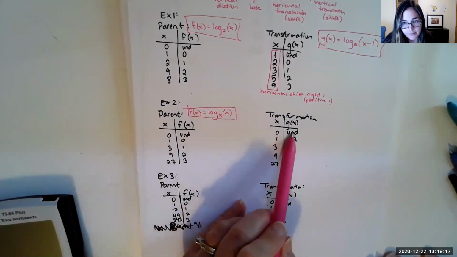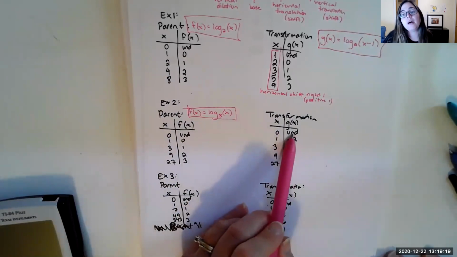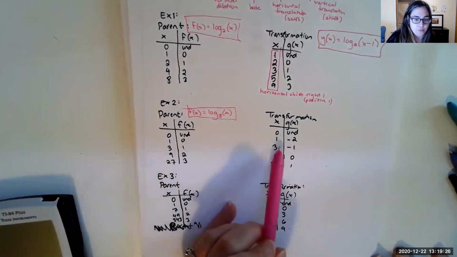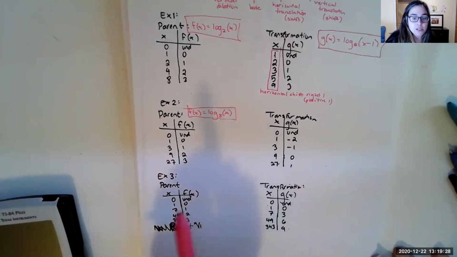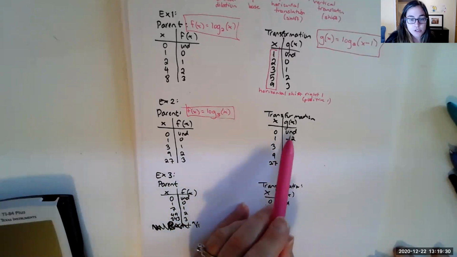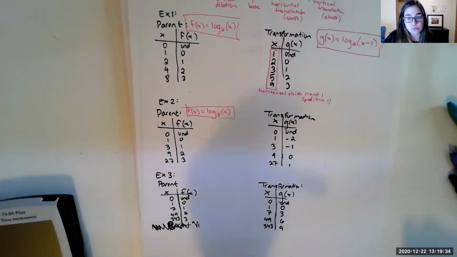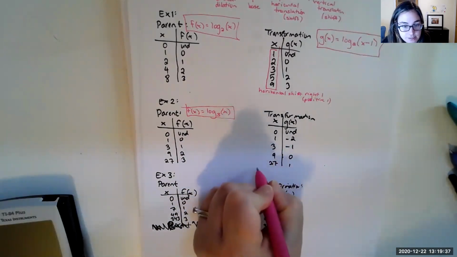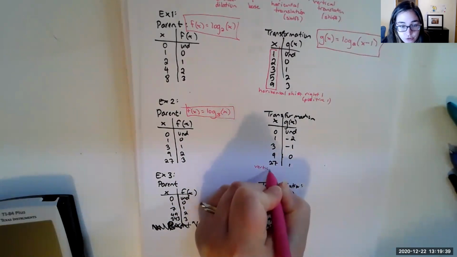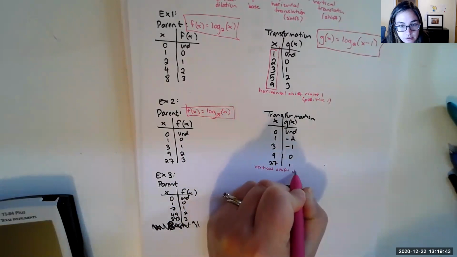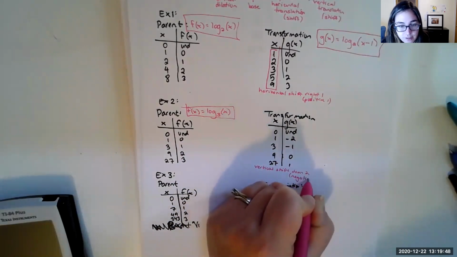Undefined is still undefined, right? You can't add or subtract from an undefined value. But here we go from 0 to -2. We go from 1 to -1, 2 to 0, 3 to 1. So we're taking away 2 every time. This whole graph is the same shape, but it's going to be shifted down 2 spaces vertically. So this will be a vertical shift or vertical translation down 2, or you could say a vertical shift of -2.